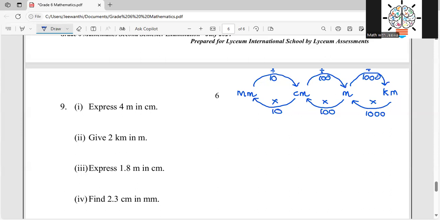4 meters into centimeters. You just look at the bridge and see what you are supposed to do when you want to convert meters into centimeters. Straight away it tells me that 4 times 100 equals 400 centimeters. So then the 2 kilometers in meters. How do you convert kilometers into meters? So then 2 multiplied by 1000 and it gives me 2000 kilometers.